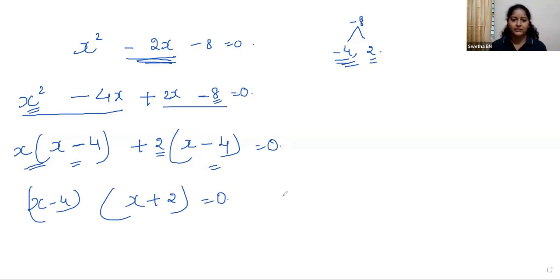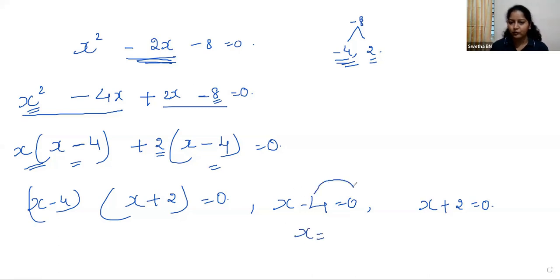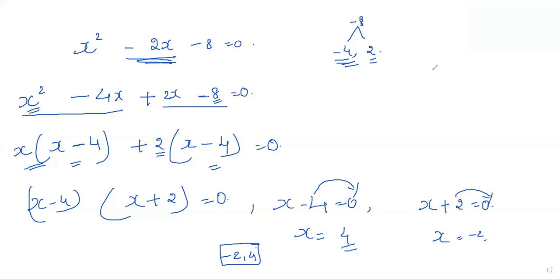Now, equate to 0. X minus 4 is equal to 0. Now, x plus 2 is equal to 0. Now, x is equal to: I am taking this 4 to the right hand side, minus 4 becomes plus 4, and here plus 2 becomes minus 2. So, which are the roots here? Minus 2 and plus 4. Is it right? Yes, ma'am. Yes.